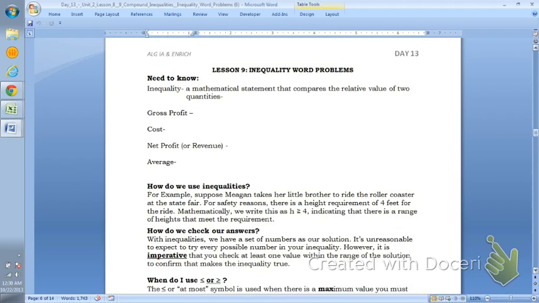Gross profit is money that you earn before you have any deductions. For example, if you're working a minimum wage job, let's say $7.25 an hour, when you get your paycheck, you find out that you don't get a whole $7.25 for every hour. You have deductions, like for taxes.